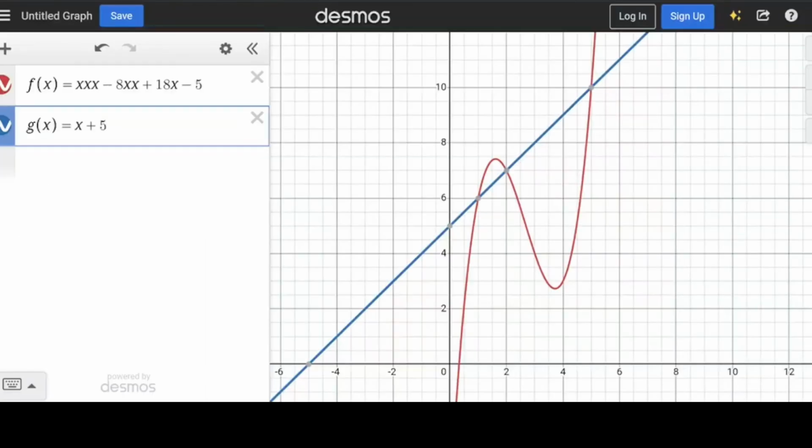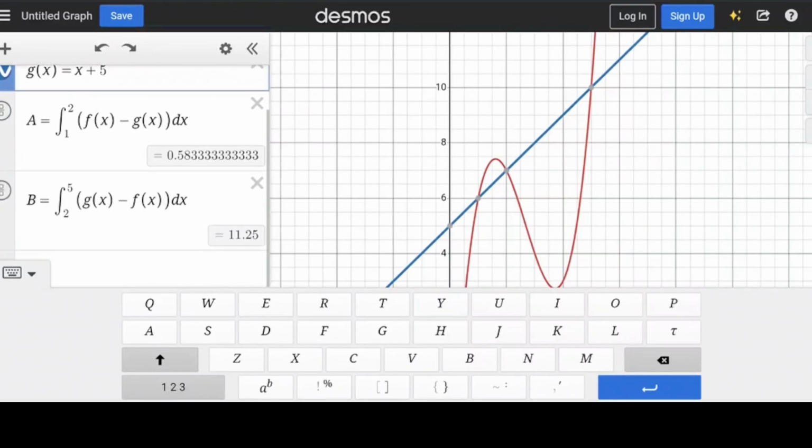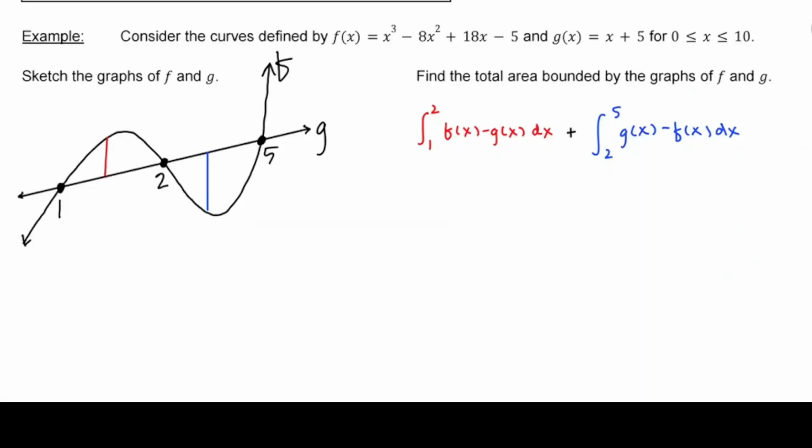All right, so I'm back here. I'm going to integrate from 1 to 2 on f minus g. Okay, I'll call that a. It's going to give me 0.58333. And then I'll integrate from 2 to 5 on g minus f. There, I'll show that to you. And then I could find the sum of those two things by adding them together and doing a plus b. And so I do that and see, okay, 11.833. Seems reasonable enough to say, okay, 11.833.